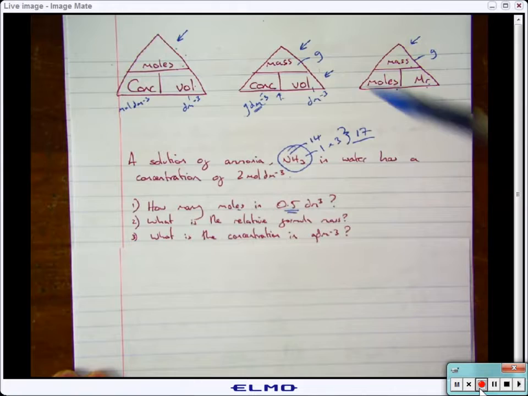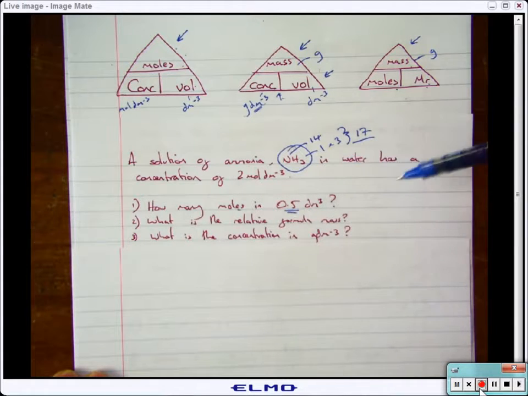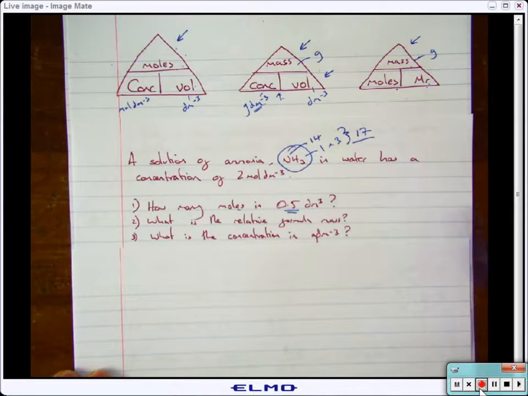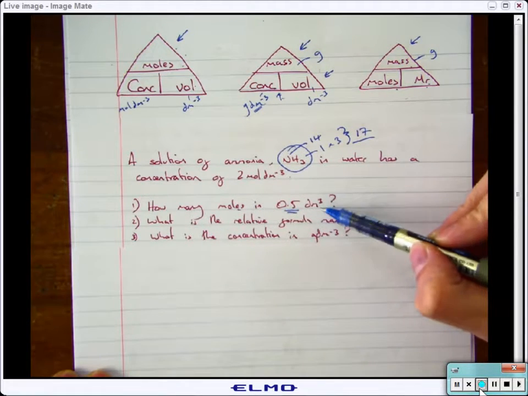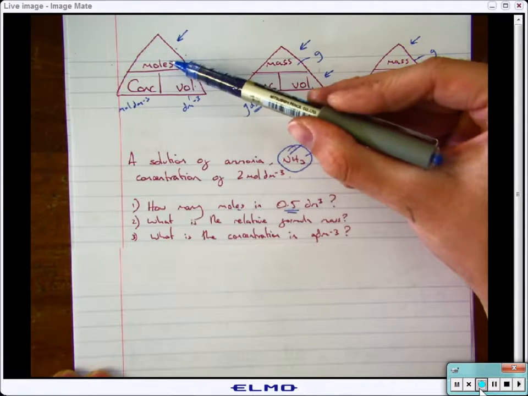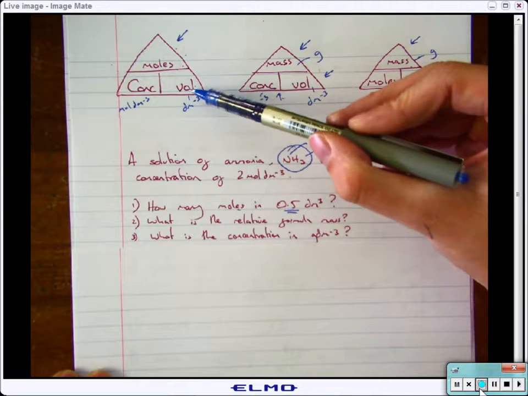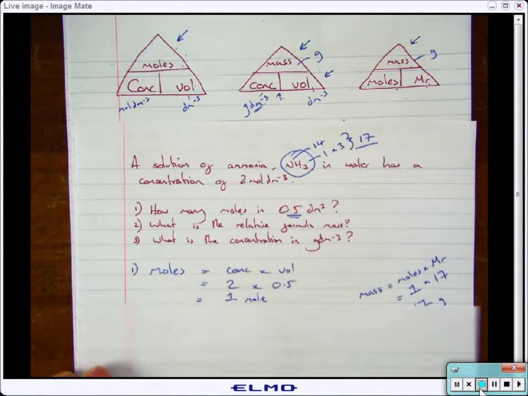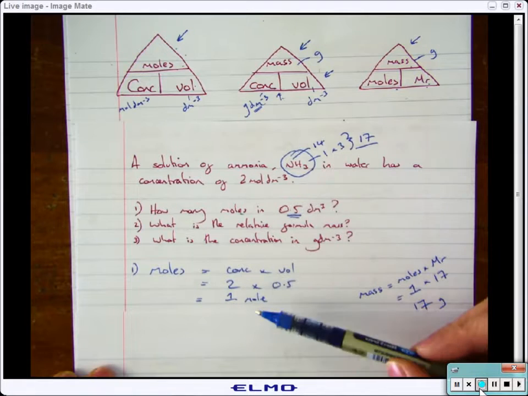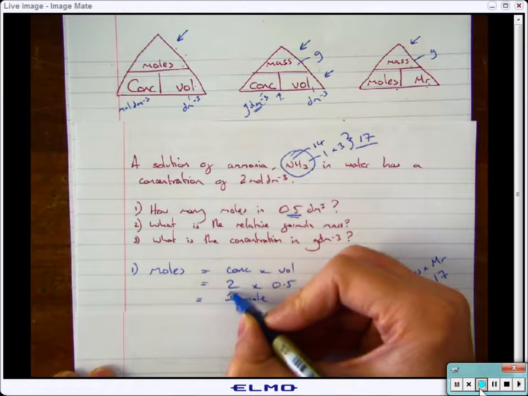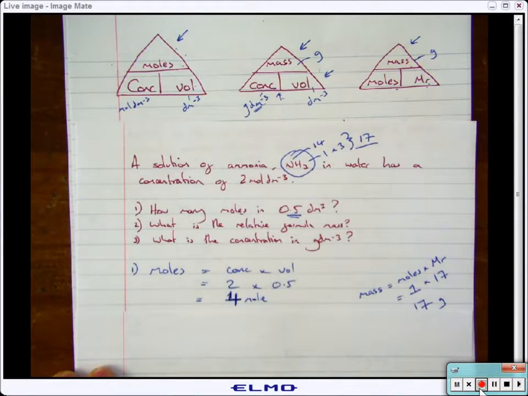Another example question is a solution of ammonia, NH3, in water has a concentration of 2 moles per decimeter cubed. How many moles are there in 0.5 decimeter cubed? So straight away I've got a volume and I've got a concentration in moles per decimeter cubed. I want that. So moles is concentration times by volume, which is 2 times by 0.5, which is 1 mole.